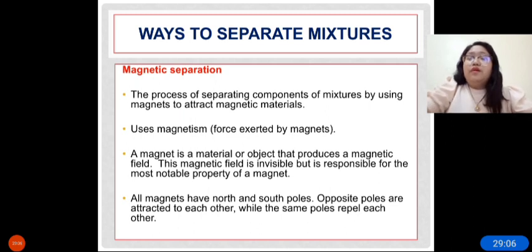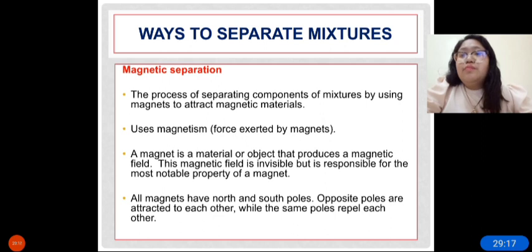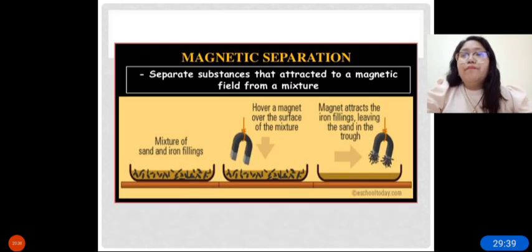Next is magnetic separation. This is the process of separating components of mixtures by using magnets to attract magnetic materials. Magnetic separation uses magnets, and a magnet is a material or object that produces a magnetic field. This magnetic field is invisible but is responsible for the most notable property of a magnet. All magnets have north and south poles. Opposite poles are attracted to each other, while the same poles repel each other.